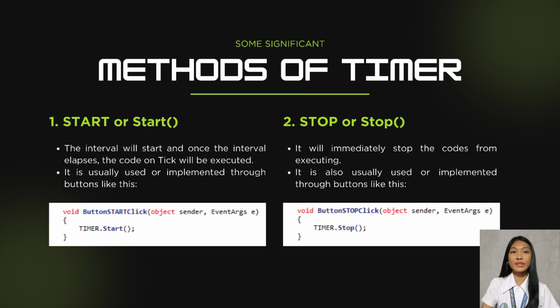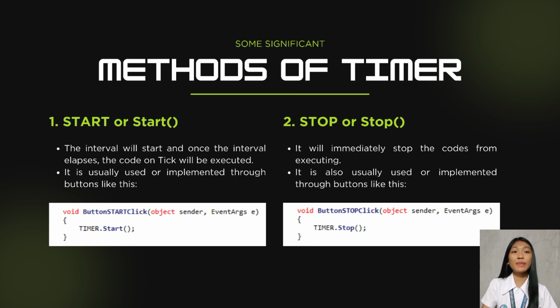Lastly, I'll present two useful methods in timer, the start and the stop. The first one is the start method, and once this is triggered, the interval will begin. Once it elapses, the code inside the tick event will execute. Then opposite of the start is the stop method, since it automatically stops the code from executing. These two are often used through the buttons.